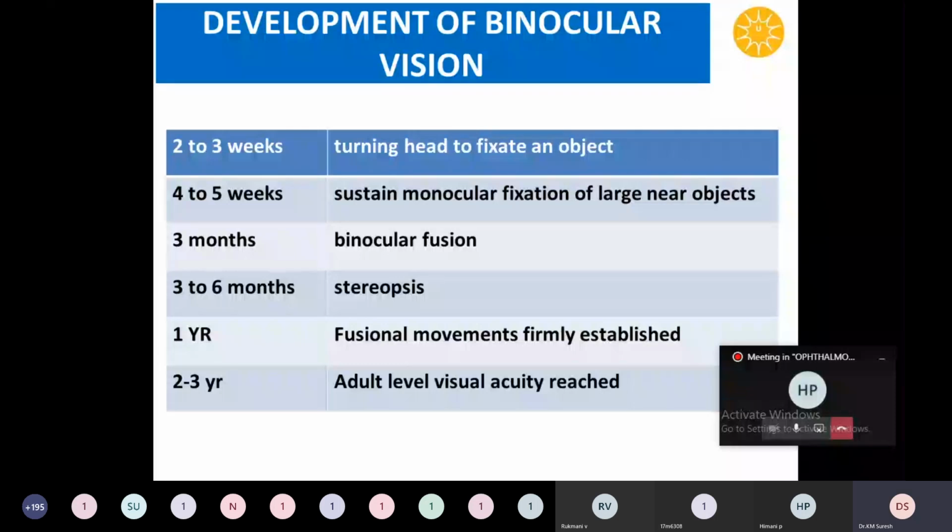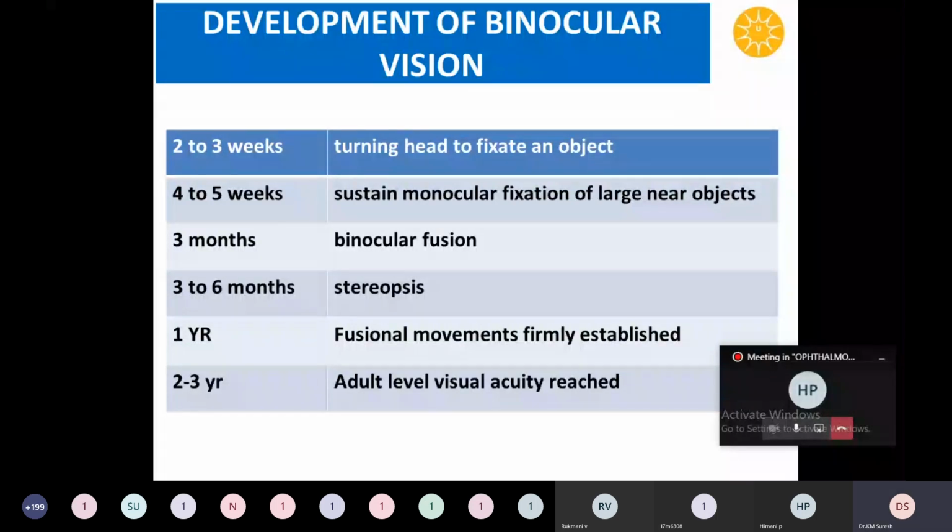Coming to the development of binocular vision, as you know very well, in 2 to 3 weeks, the child is able to turn head to fixate an object. At 4 to 5 weeks, sustained monocular fixation of large near objects is developed. At the age of 3 months, binocular fusion occurs. At 3 to 6 months, there is stereopsis. Stereopsis is nothing but depth perception.